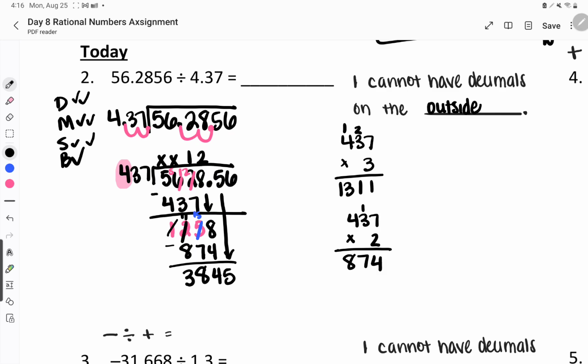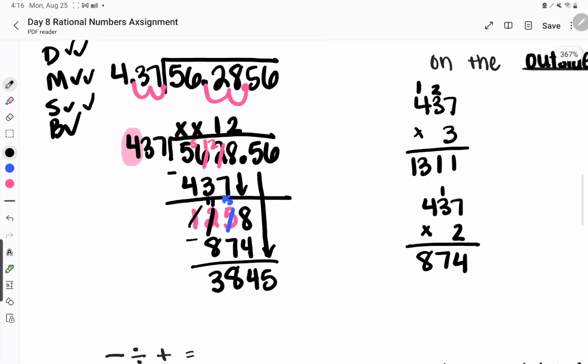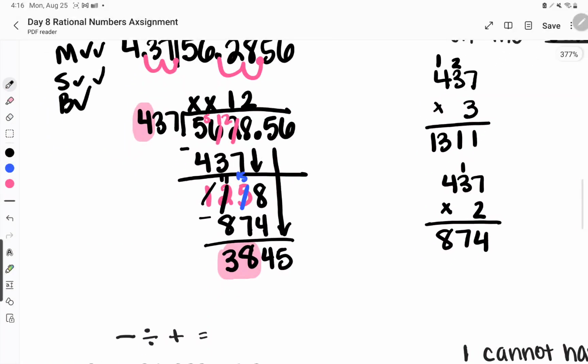So it's 3,845. So we're going to use 4, and we're going to see how many times does 4 go into 3. It doesn't. How many times does 4 go into 38? And that would be 9 times. So we'll estimate with a 9 to start with. So we're going to do 437 times 9. 7 times 9 is 63, so I'll write down 3, carry my 6. 9 times 7 is 27. 27 plus 6 gives me 33, so I'll write down a 3, carry my 3.